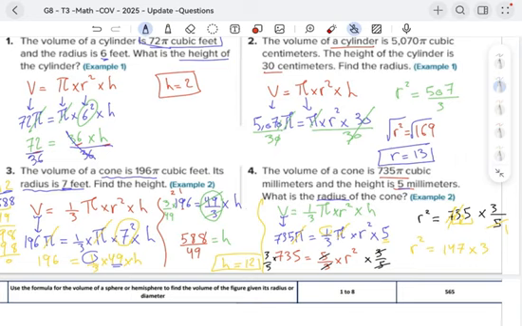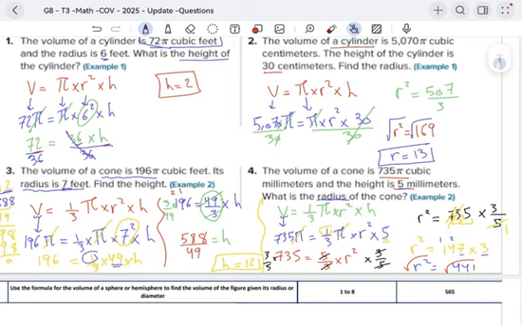Okay, let's multiply by 3. 3 times 7 is 21, 1 down and 2 up. 3 times 4 is 12, 12 plus 2 is 14. 3 times 1 is 3, plus 1 is 4. So the radius squared is 441. We need to take the square root for this number and the square root for this number.